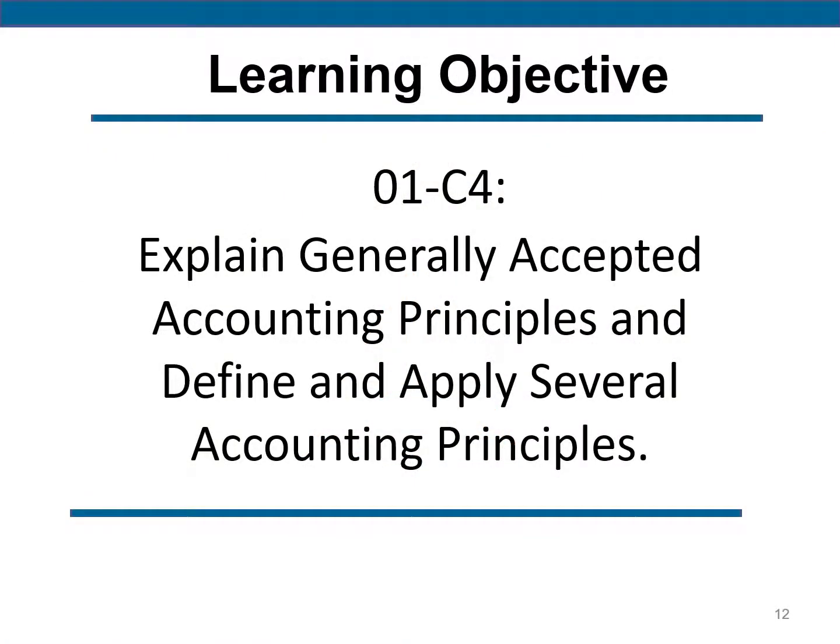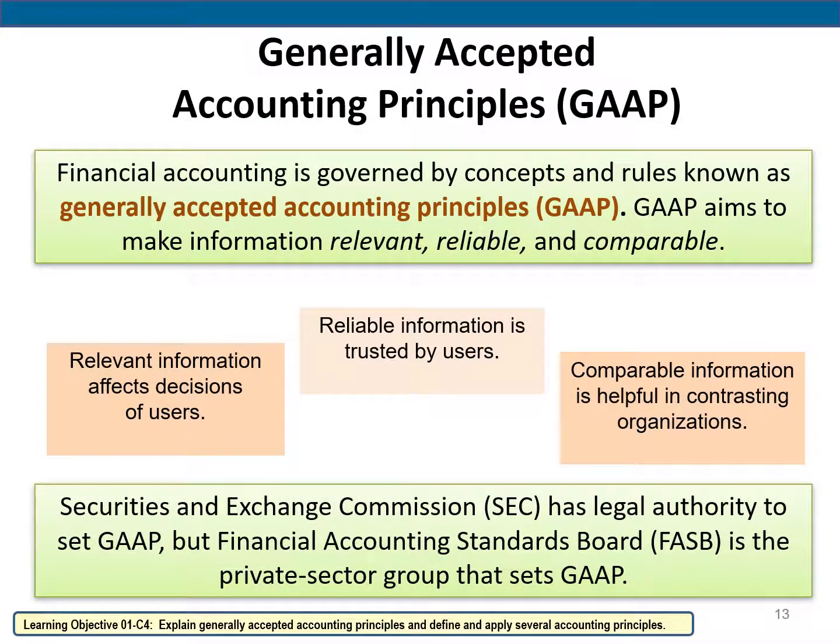All right, so our next learning objective is the generally accepted accounting principles, and we'll define and apply several of these principles in the slides to come. So financial accounting is governed by these concepts and rules that we call GAAP, or generally accepted accounting principles. And the purpose of GAAP is so that financial statements can be relevant, reliable, and comparable across different organizations.